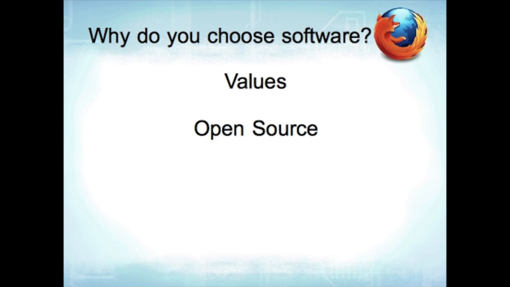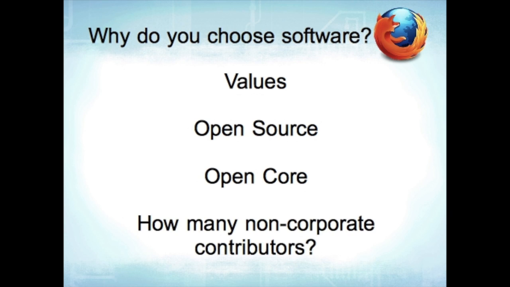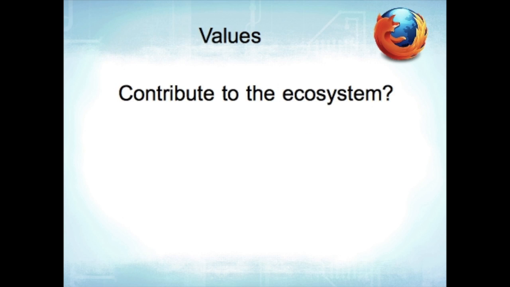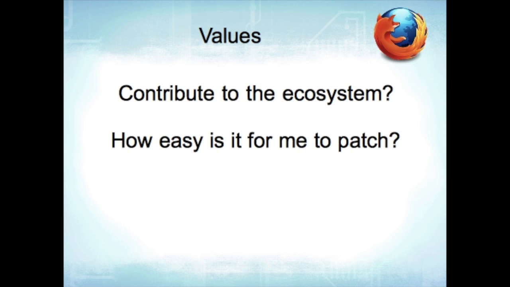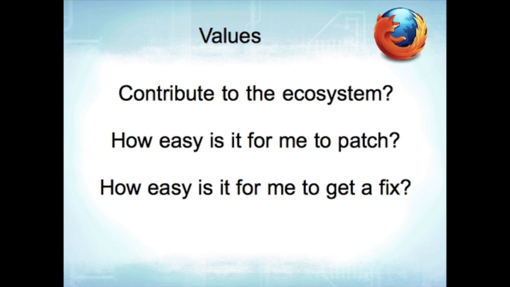But you might care if something's open core versus open source. And you might look at something like, how many non-corporate contributors are there? Are they contributing to the community? Do they contribute to the ecosystem? How easy is it for me to patch something? How easy is it for me to get my patch into the software so everyone can use it? How easy is it for me to get a fix if I have a problem? Right? These are all really, really important values.